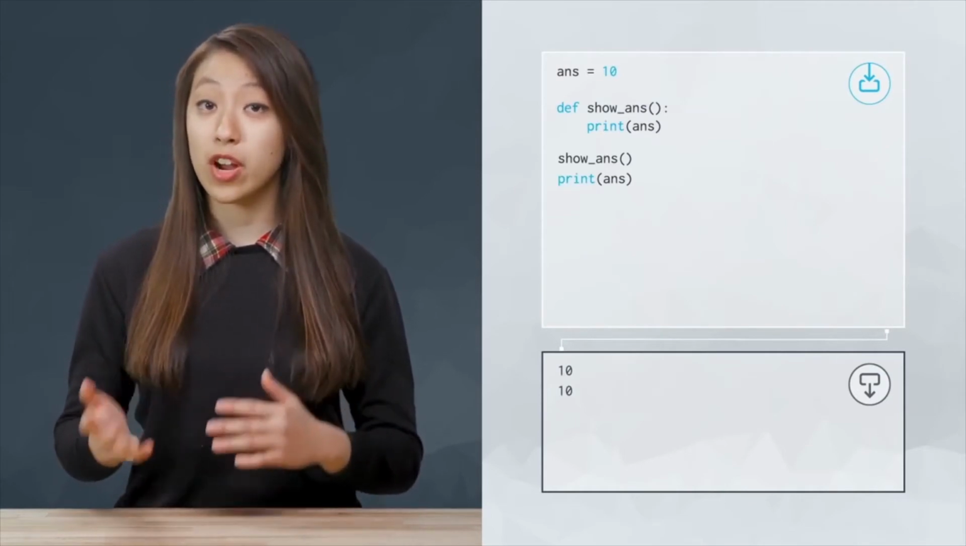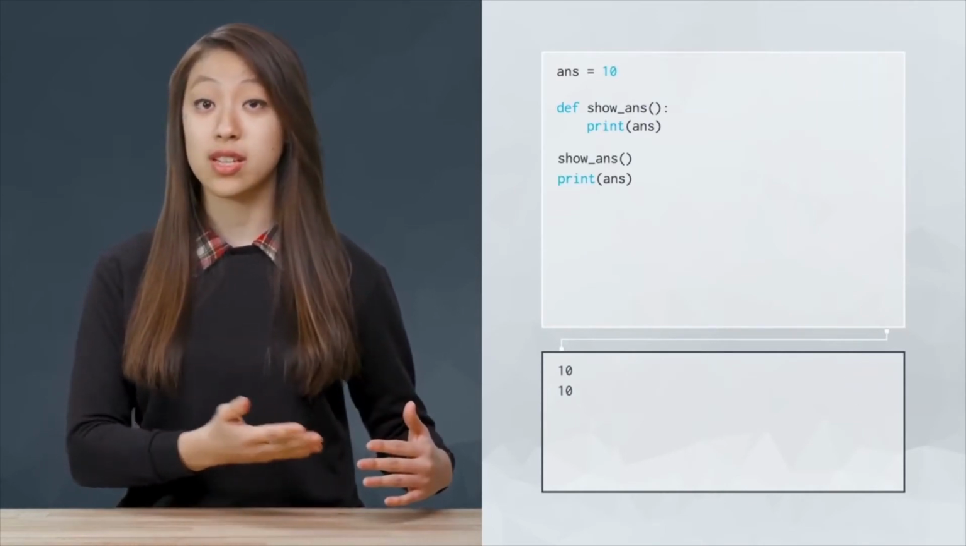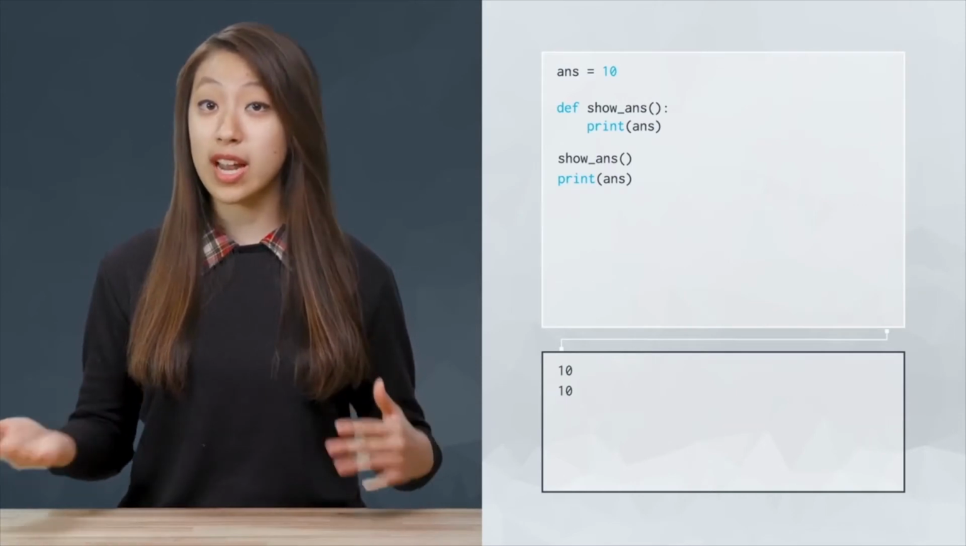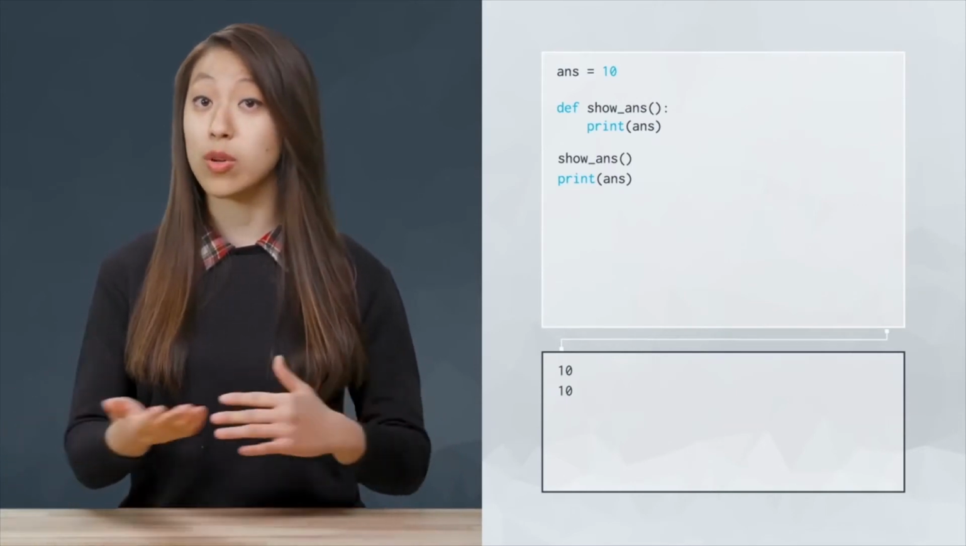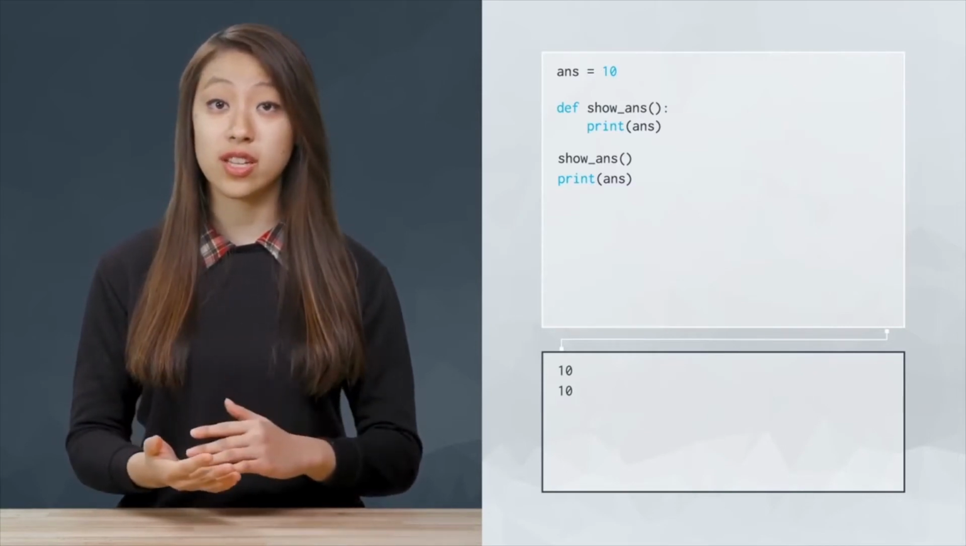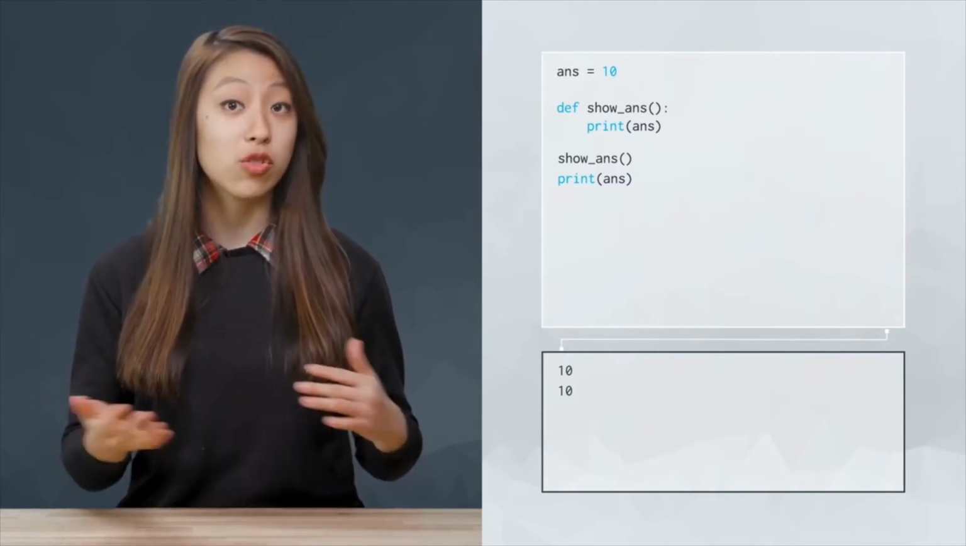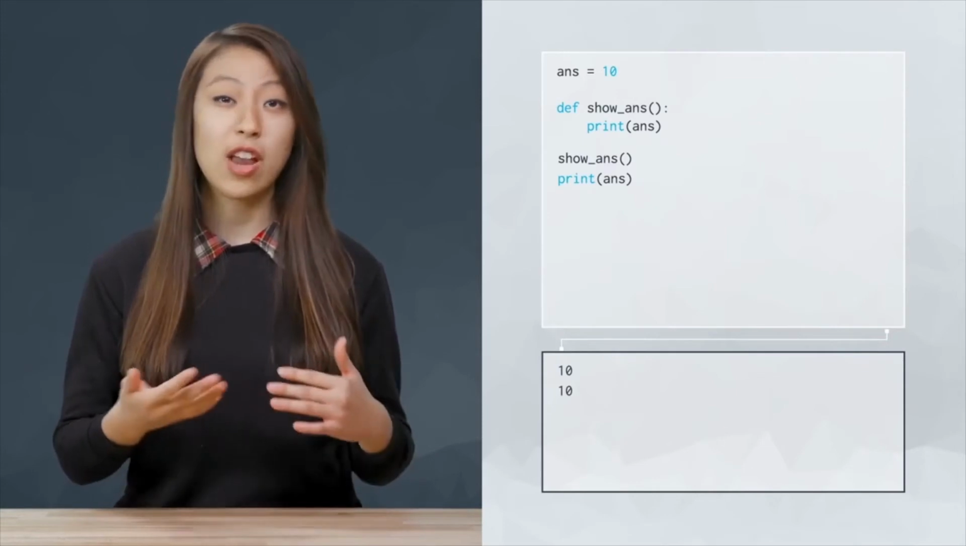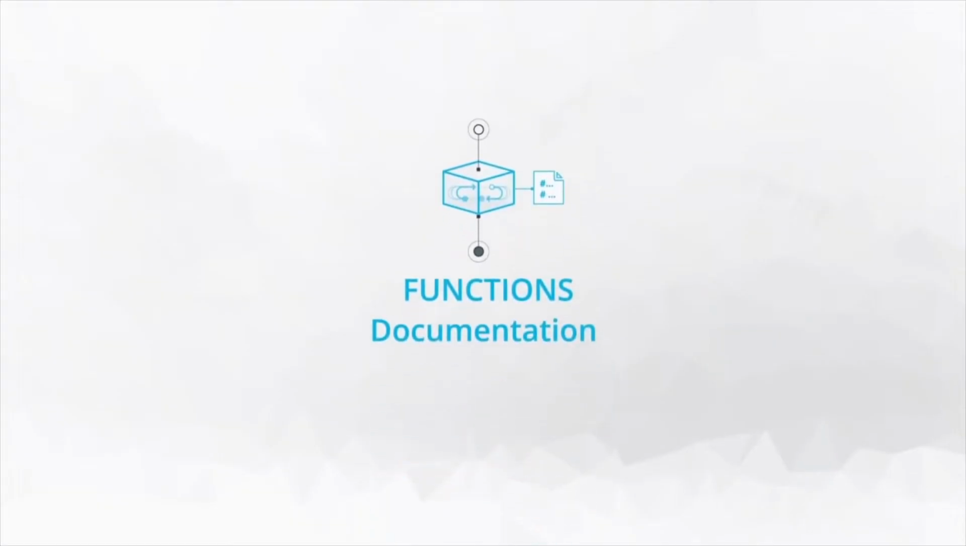Alternatively, we might have a variable defined outside of functions, like this, and we can access it anywhere outside or within these functions. Scope is essential to understanding how information is passed throughout programs in Python and really any programming language.